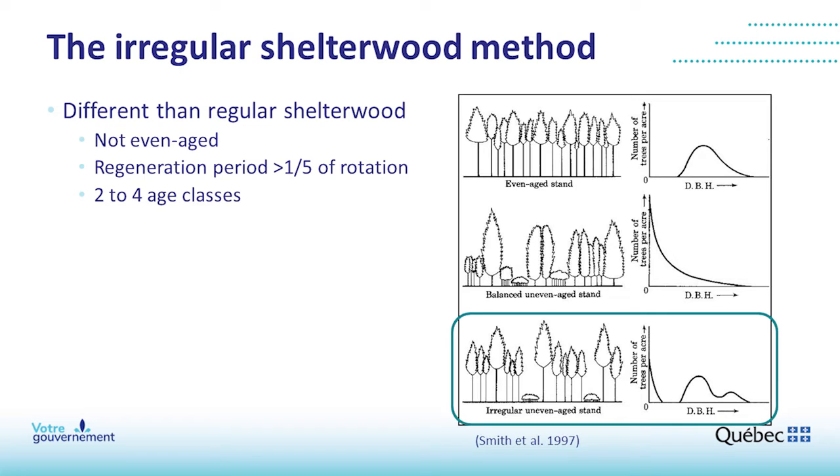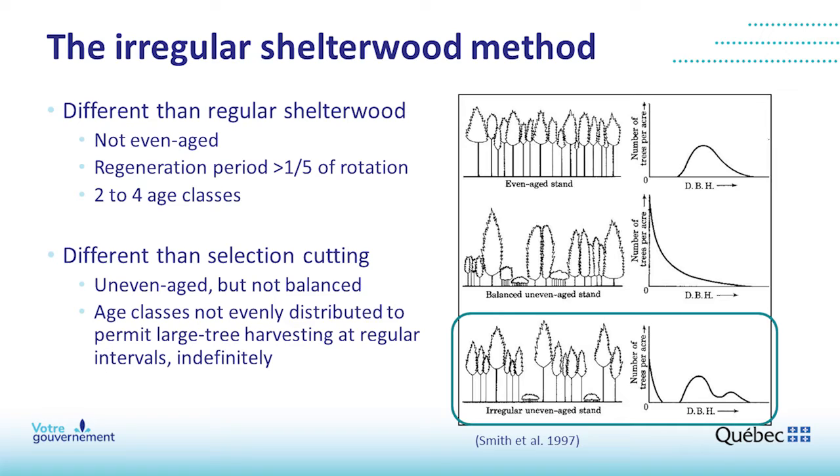And the system also differs from selection cutting because you're not aiming at having a balanced stand over time, and so the age classes are not evenly distributed to permit the harvest of large trees at regular intervals indefinitely.